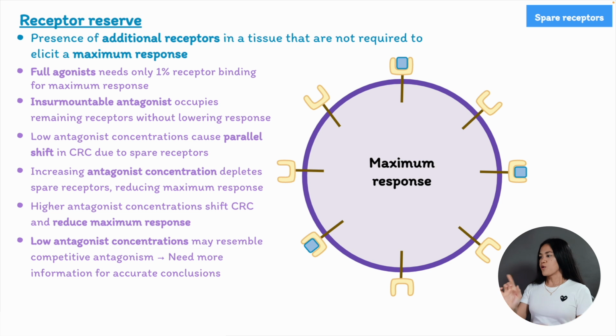Now, it's important to note that the 1% receptor occupancy mentioned in this example is not a fixed value for every drug receptor interaction. It simply serves as an illustration of the concept, okay? So the combination of spare receptors, the lack of requirement for full receptor occupancy by some agonists, and the effects of insurmountable antagonists often make low concentrations of insurmountable antagonists resemble competitive antagonists. So when this happens, we need more information about the system so that we can draw accurate conclusions.